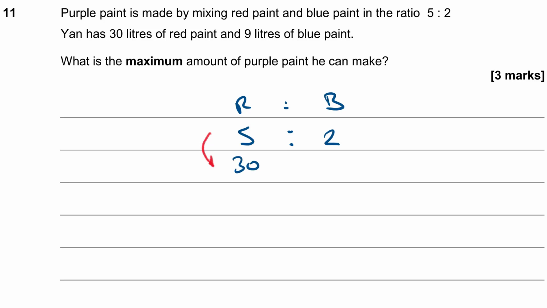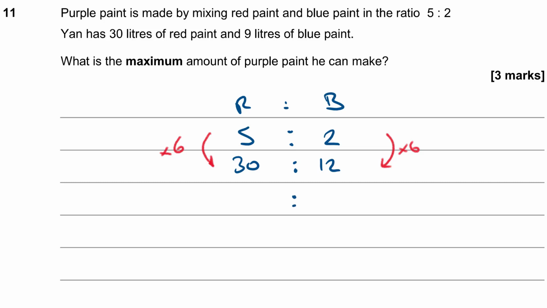So if I increase the amount of red paint required from 5 to 30, I would be multiplying through this ratio by a factor of 6. So I'd have to do the same this side, which means for 30 litres of red paint I would require 12 litres of blue paint, but I don't have 12 litres of blue paint. I've only got 9, so that is not possible.